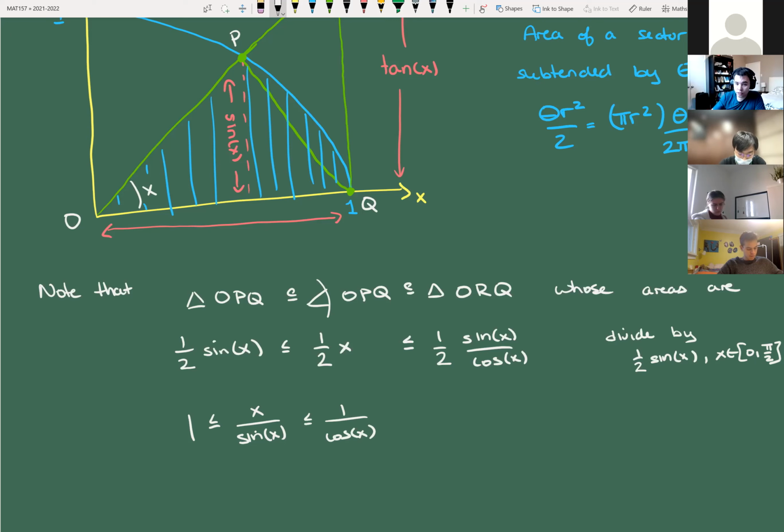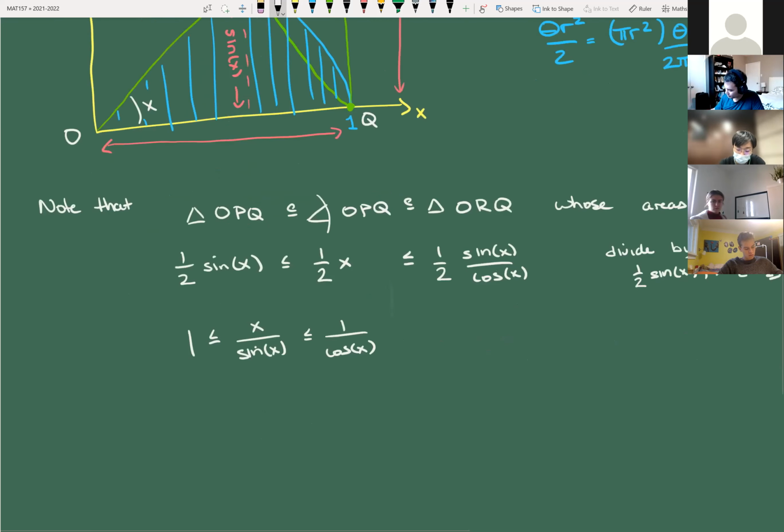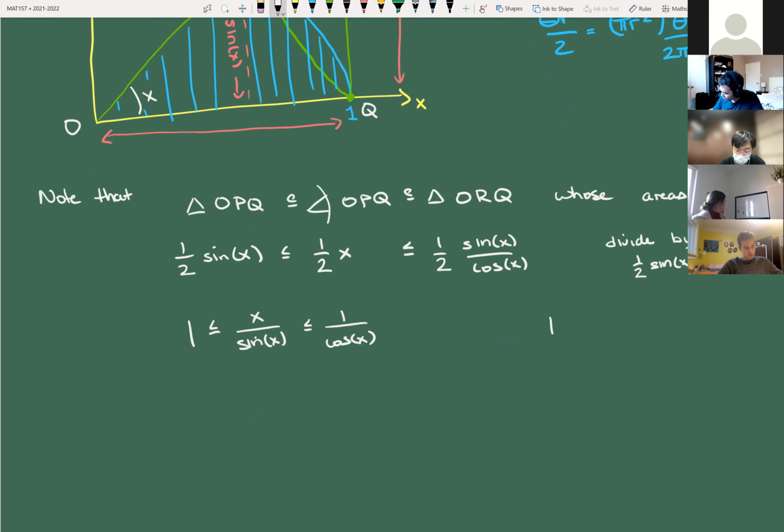And the inequalities are preserved precisely because x is between 0 and pi over 2, so that guarantees that 1/2 sine x is actually non-negative. And then if we take the reciprocal, it's actually just going to flip the inequalities. So we're going to get cos x is less than or equal to sine x over x is less than or equal to 1, right?